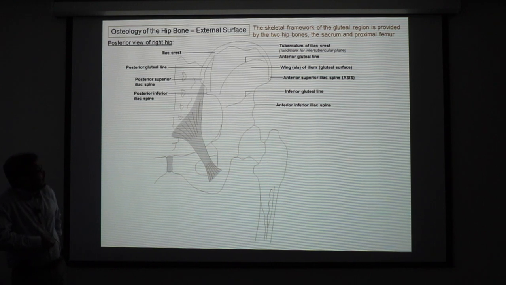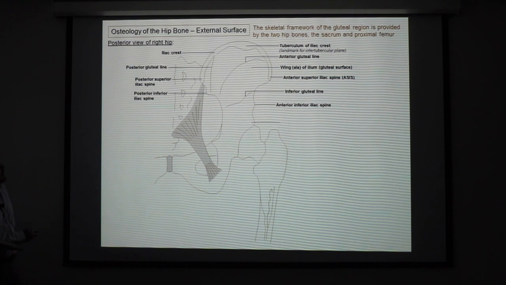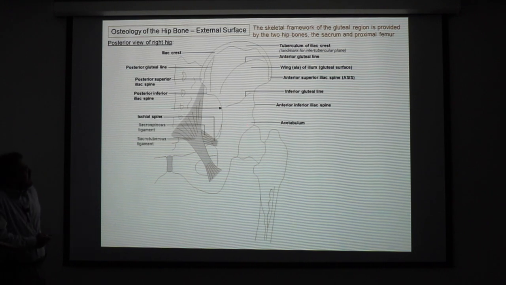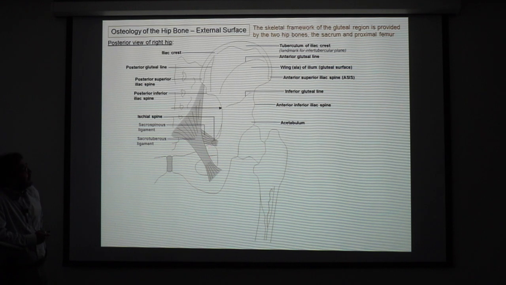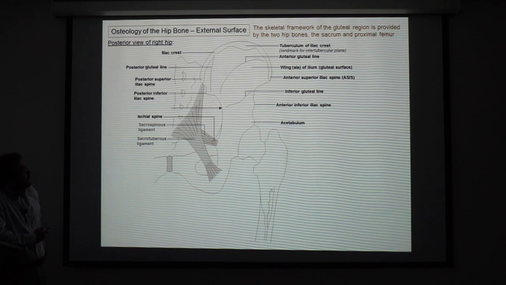Next we are going to look at some other landmarks. This is the acetabulum, and then you have this notch which is the greater sciatic notch. This is the ischial spine. The ligament from the sacrum to the tuberosity of the ischium is called the sacrotuberous ligament, and from the sacrum to the spine of the ischium, this is called the sacrospinous ligament. These two ligaments convert the two notches which you have, the greater sciatic and the lesser sciatic notch, into a greater sciatic foramen and a lesser sciatic foramen.